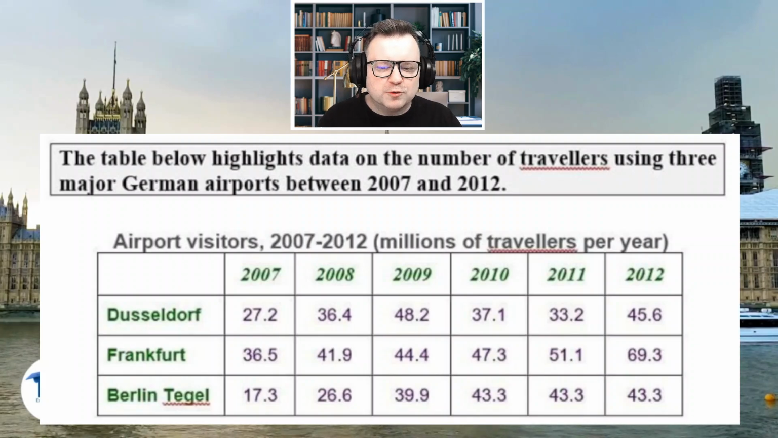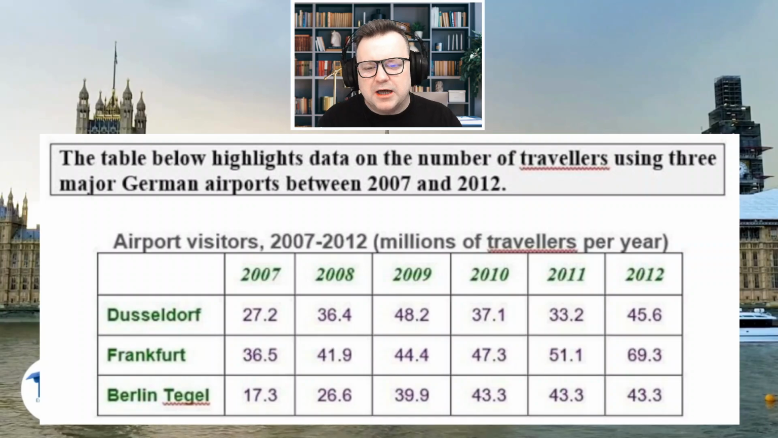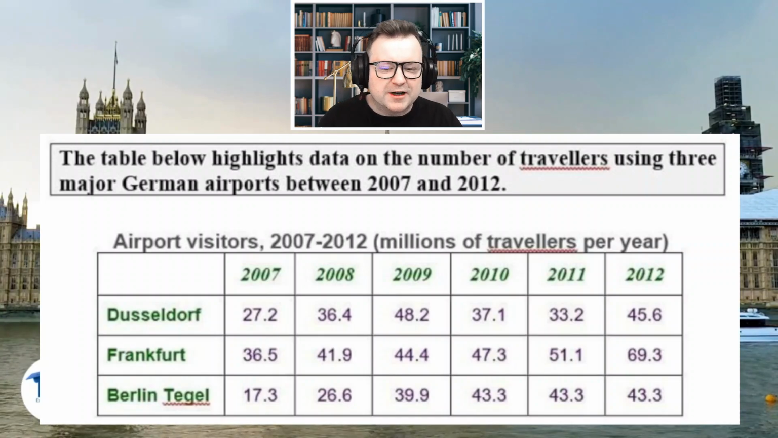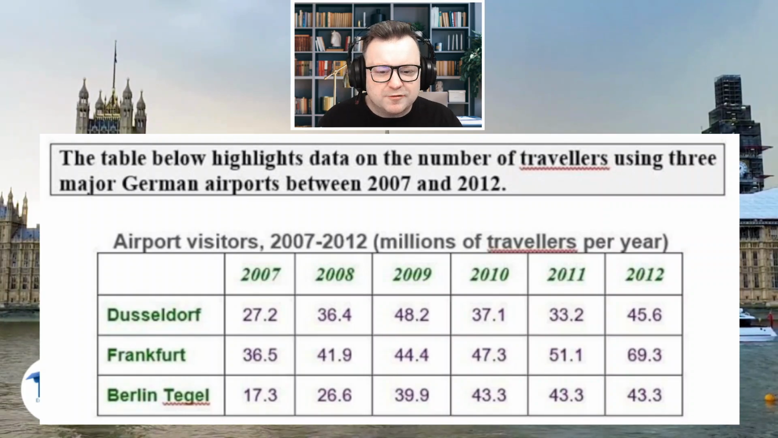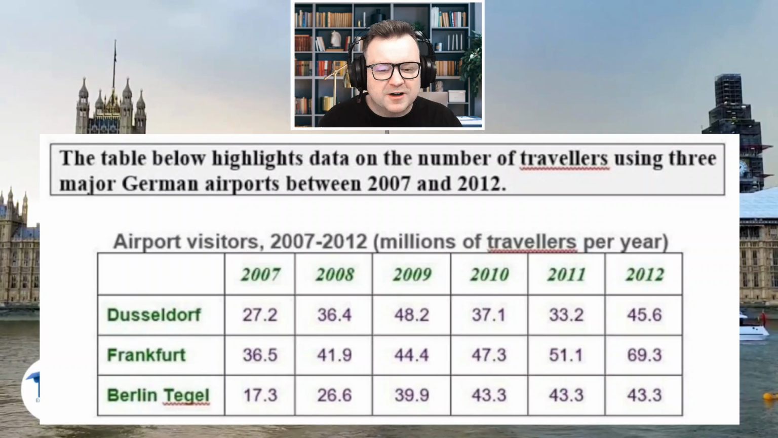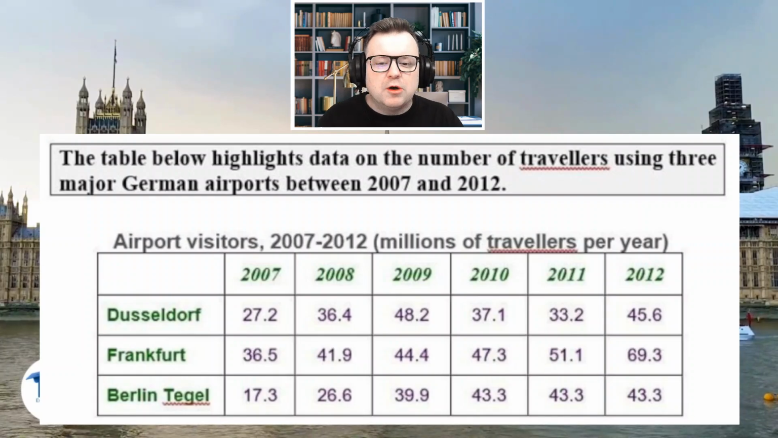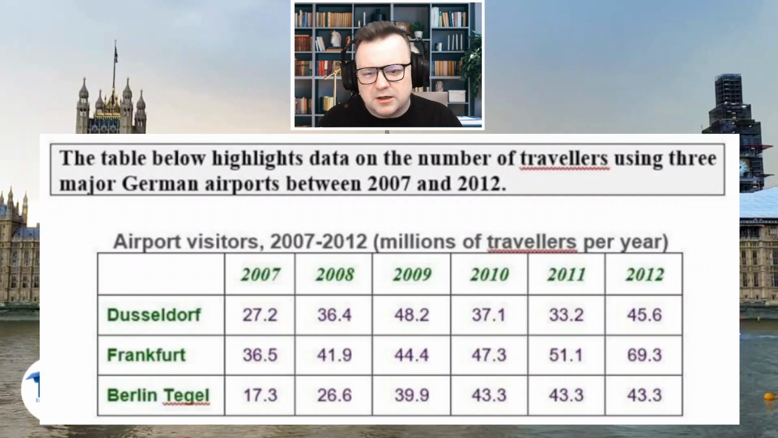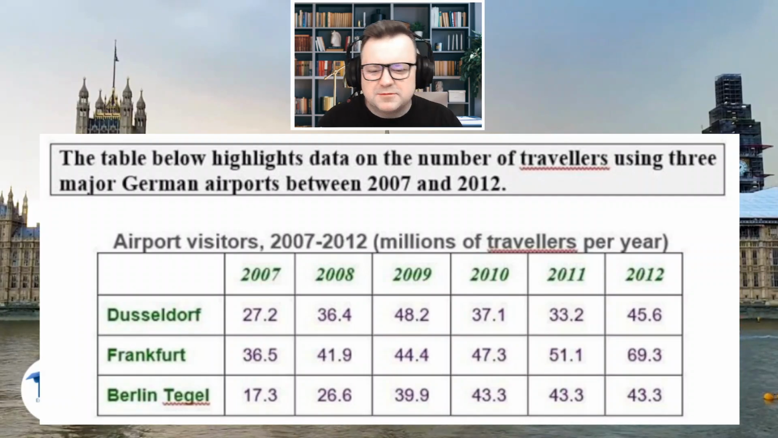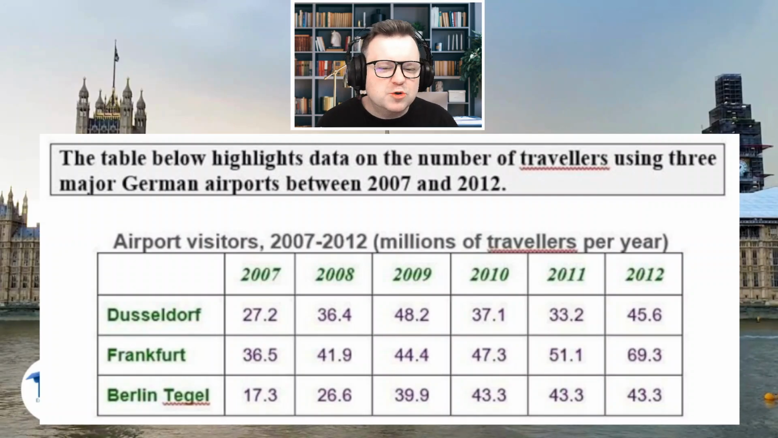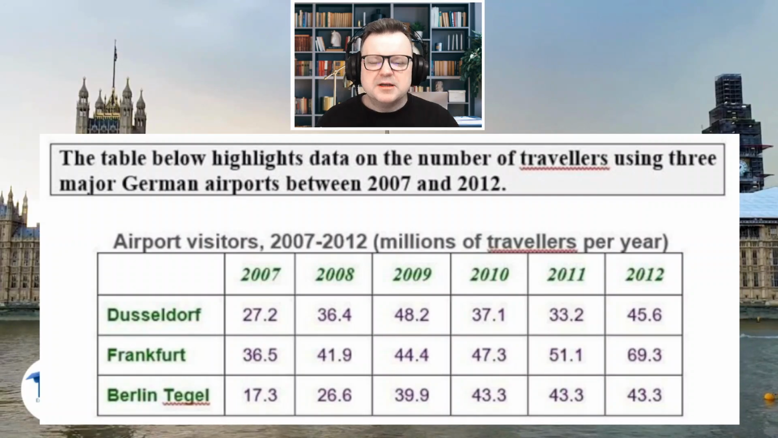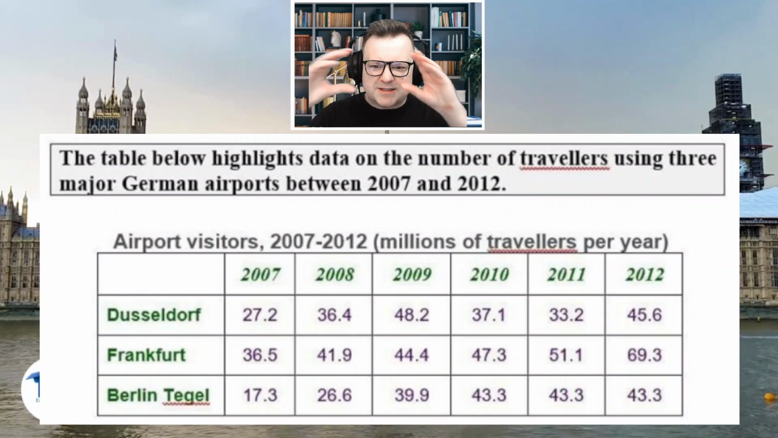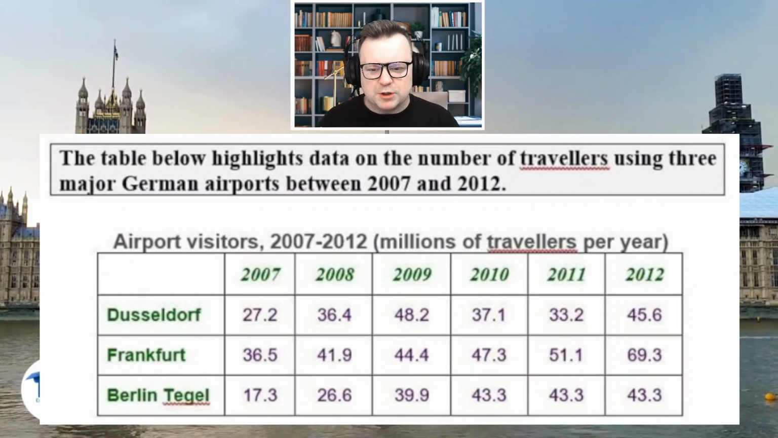Then my overview would be something like throughout this period, Frankfurt, with the exception of one year, Frankfurt served the highest number of travellers during this period, while Dusseldorf and Berlin competed or were close in terms of numbers or something like that. I'd mention something about the second place being kind of close between Berlin and Dusseldorf.